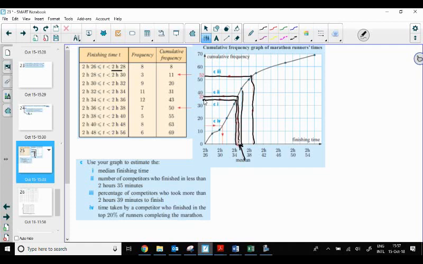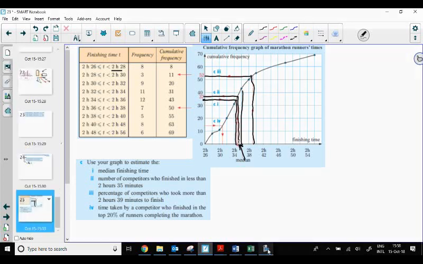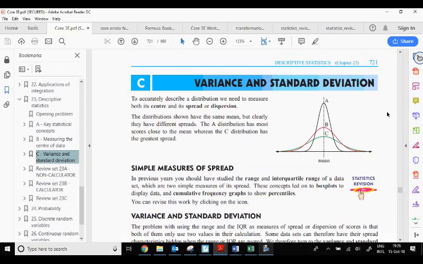And finally, Roman numeral 4, the time taken for someone who finished in the top 20% of runners. So we need to figure out 20%. 20% of 69 is like 13.8. So we've got a line coming over here from 13.8. It goes down. Whatever time you want to estimate that as being, something a little bit bigger than 2 hours and 30, but a little bit smaller than 2 hours and 32. So maybe 2 hours 31. For the top 20%, that means we're looking for the value that is the 20th percentile.